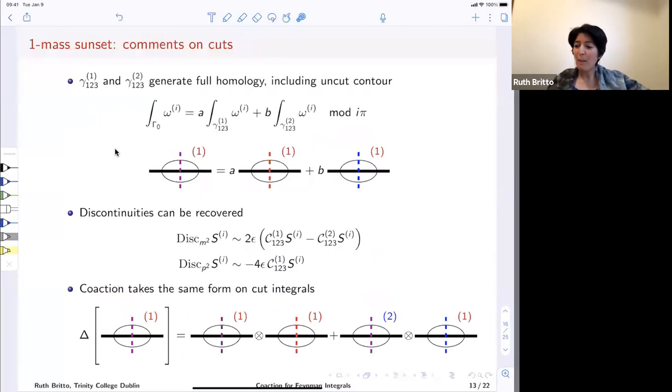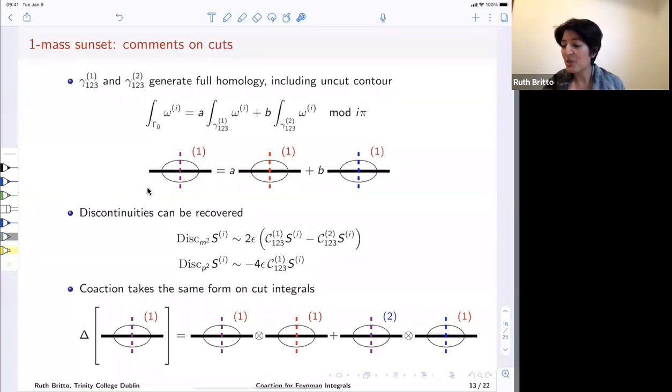Okay, so some comments. Remember, we do just have a two-dimensional space of homology. So that includes in particular the uncut contour. I haven't worked out these coefficients, but they exist, and you can do the same for any other cut you might like. So this purple line here represents some general contour. It's not necessarily a maximal cut. It could be any cut, including a non-cut. Those are all linear combinations there.